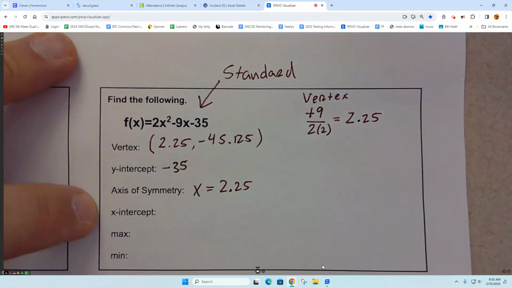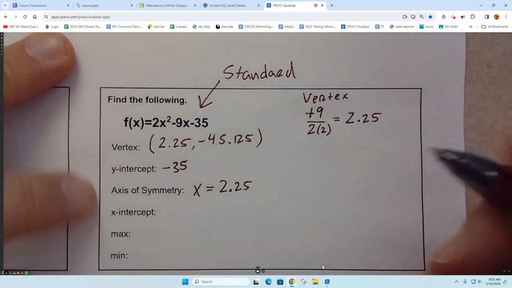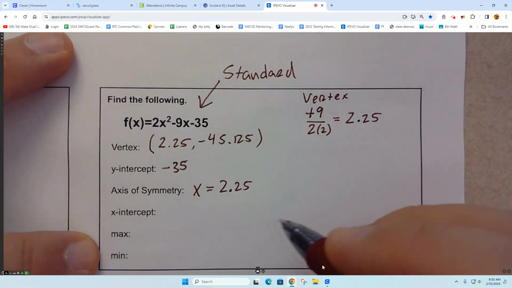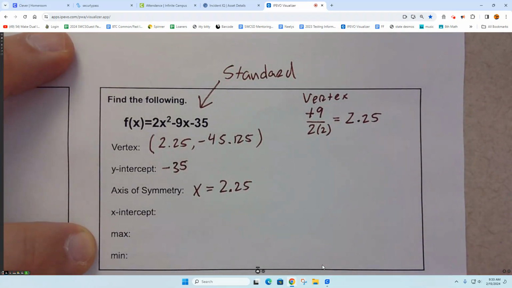Okay, so we'll come back to that. I'm not sure how I asked you to do that. And then max or min. So do we have a max or a min here? It's a min or a max. We have a minimum. How do we know that?